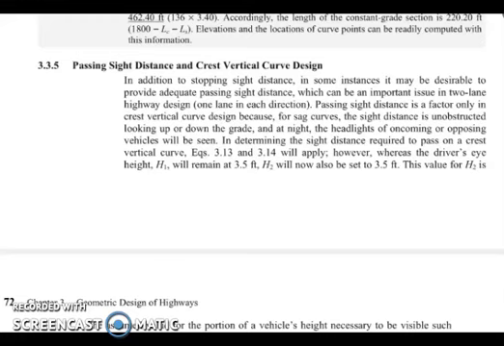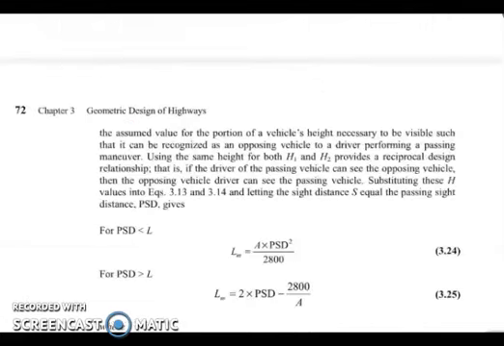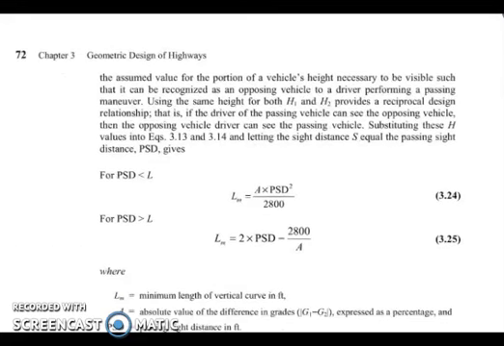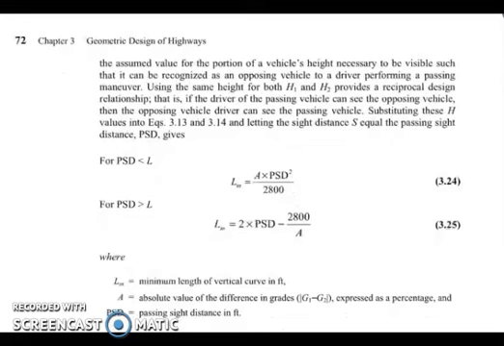In determining the sight distance required to pass on a crest vertical curve, the driver's eye height, our H1, remains 3.5 feet, and H2 will now be set to 3.5 feet. The value for H2 is the assumed portion of the vehicle's height to be visible, such that an opposing vehicle can be recognized by a driver performing a passing maneuver. If we substitute the values for H, letting our sight distance S equal the passing sight distance PSD, we have equations to solve for the minimum length of the curve.